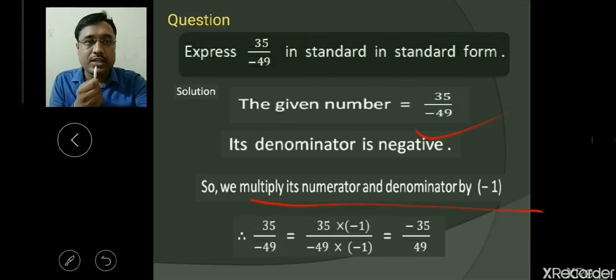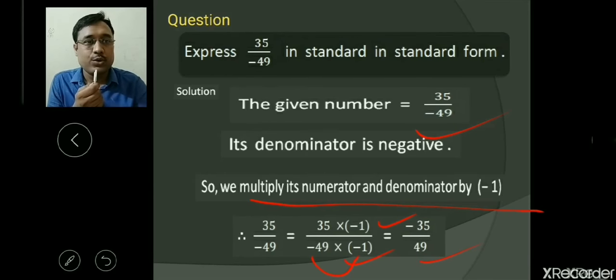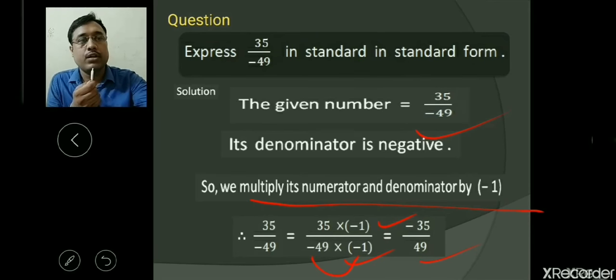So 35 by minus 49 equals 35 into minus 1 and minus 49 into minus 1. So you will get minus 35 by 49. Because at the denominator, minus 49 into minus 1, minus into minus becomes plus, and 49 into 1 is 49. Sign multiplication you also have to watch. So 35 into minus 1 at the numerator is minus 35. So the number you have got is minus 35 by 49. So now the denominator is positive.